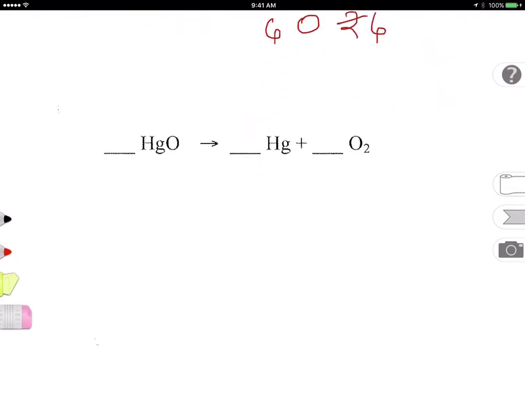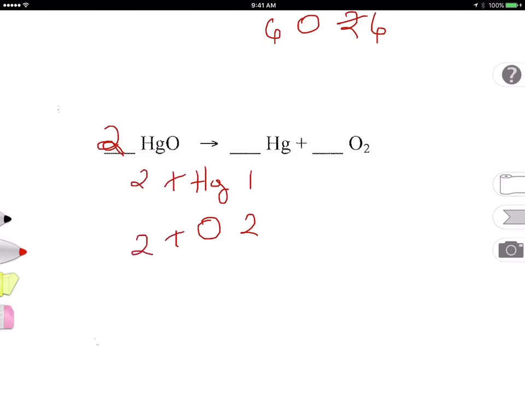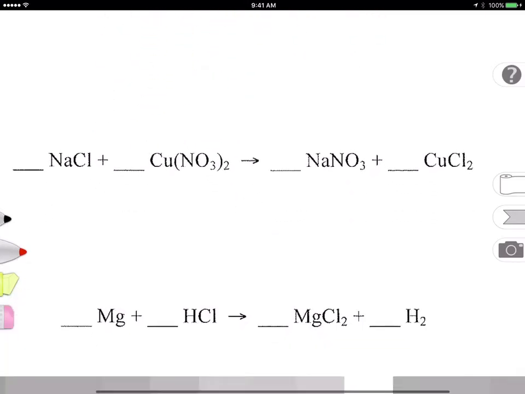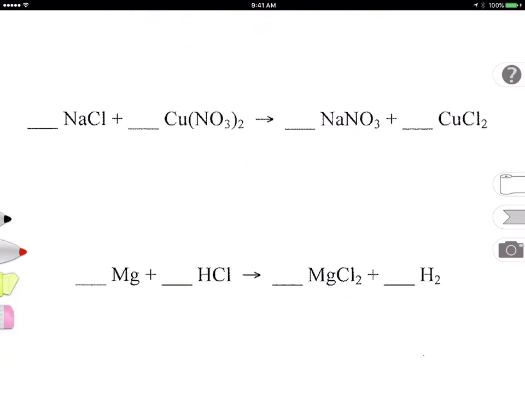Next one. I'm dealing with Hg, mercury, and oxygen, 1, 1. 1, 2 on the other side. We'll put a 2 in front of the HgO, and then we'll need a 2 in front of the mercury. And that one's good. All right, here comes a little tip, and it has to do with the polyatomic ions.